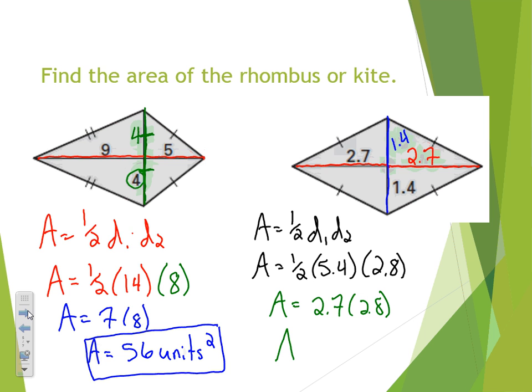So my area of this rhombus is 7.56 units squared.